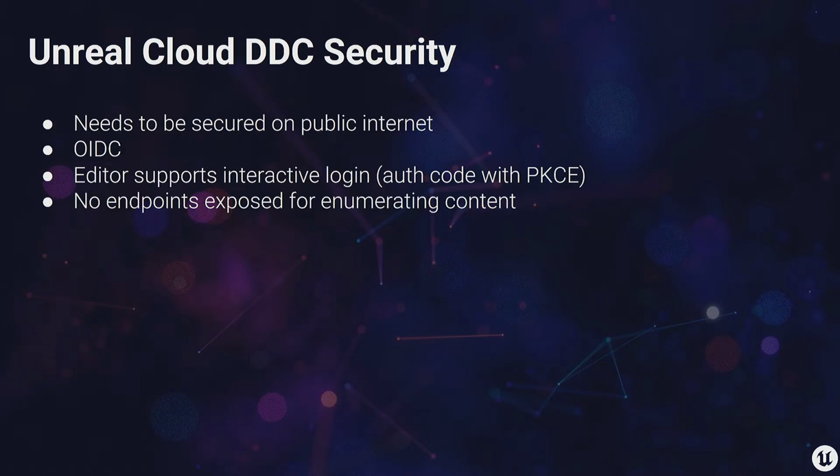So the idea here is we run Unreal Cloud DDC on public internet. We avoid VPN, and there are multiple reasons for that. VPN tends to introduce complicated routing, which increases the latency and is typically a problem. Bandwidth issues can also be a concern, and it's just generally annoying for users to have to be on the VPN. So we run this on public internet, which means we need to secure it.